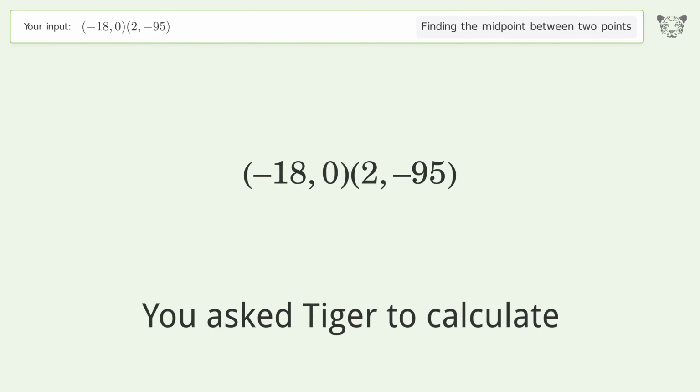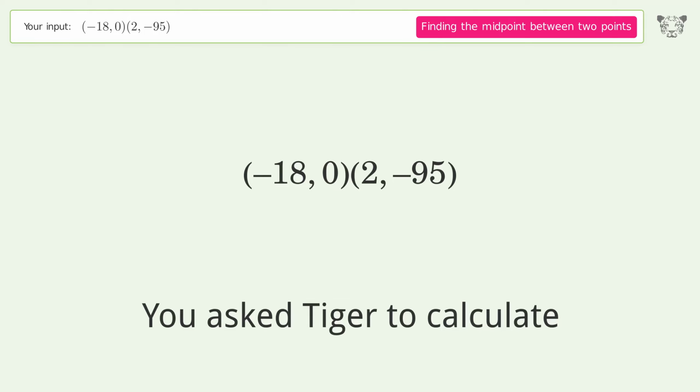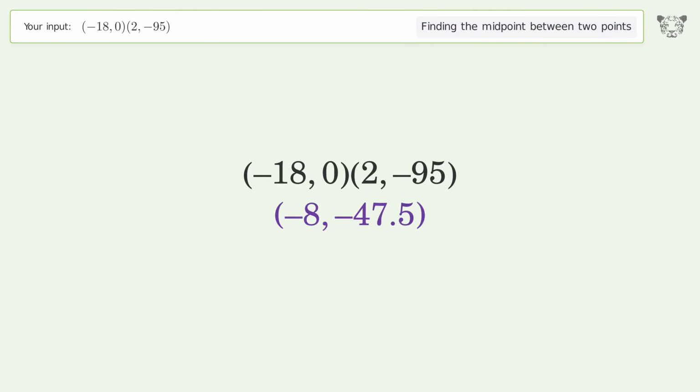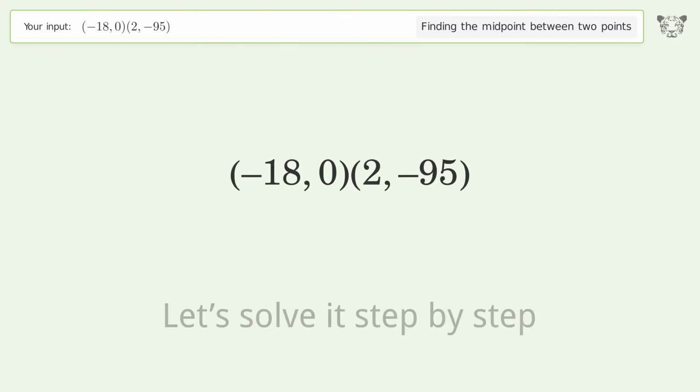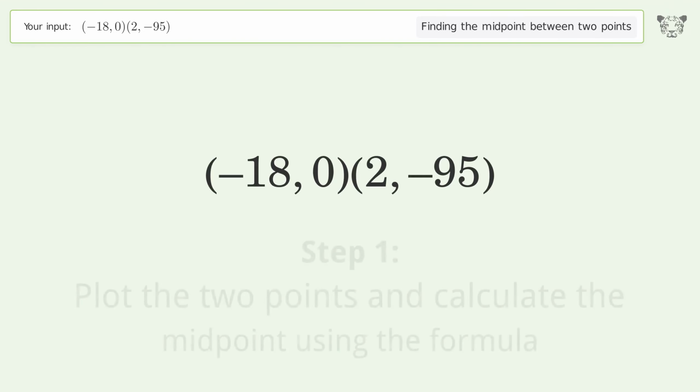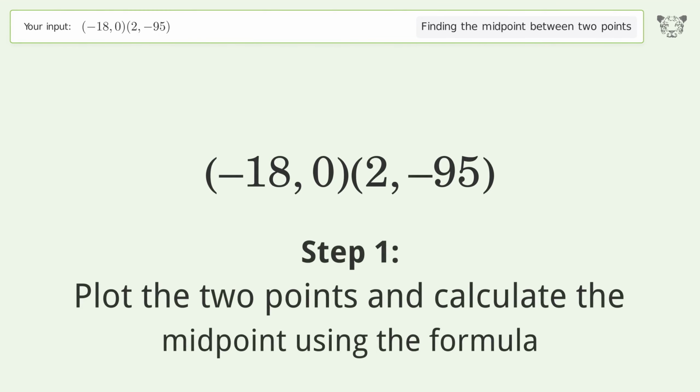You ask Tiger to calculate. This deals with finding the midpoint between 2 points. The midpoint between the 2 points is -8, -47.5. Let's solve it step by step. Plot the 2 points and calculate the midpoint using the formula.